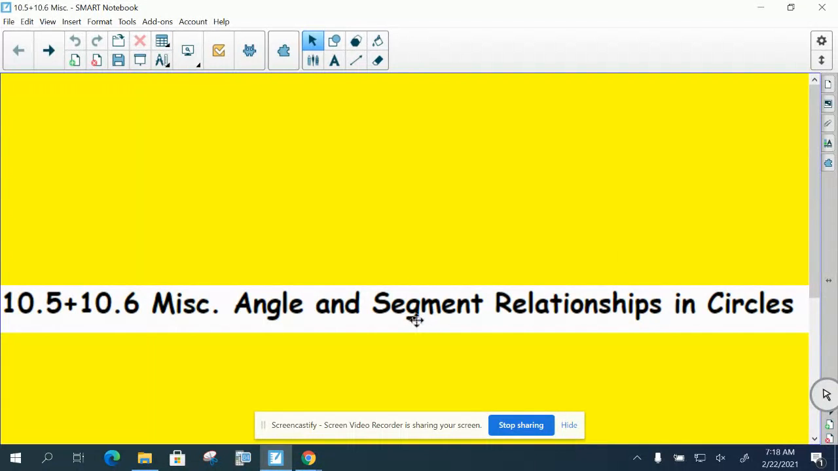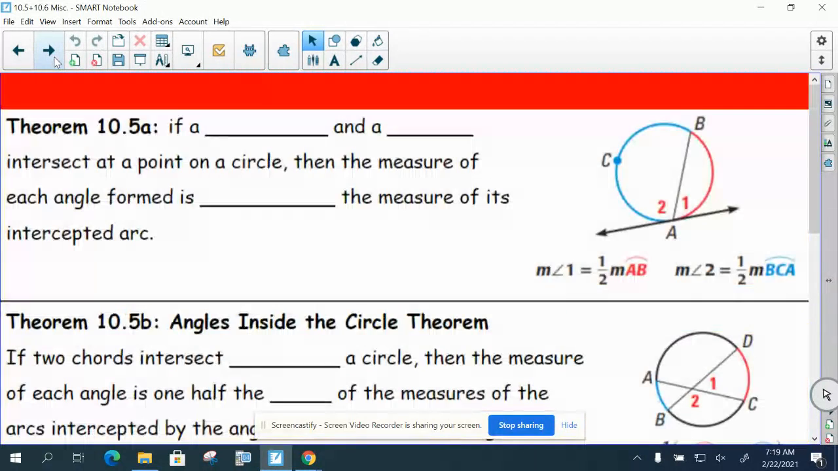Honestly, this is going to be split up into 2 days. We could probably squeeze it into 1 day, but I just don't feel like that's necessary. So we're really probably just going to do 10.5 today and then 10.6 in tomorrow's lesson, where normally I would try to squeeze this all into 1 day. Anyways, we're going to do a couple theorems. We've got 3 theorems and then some practice examples.